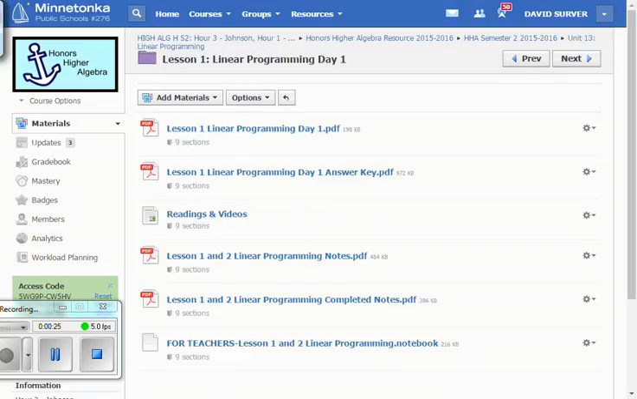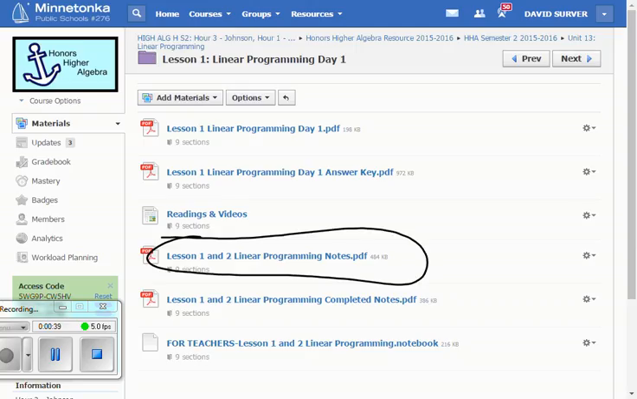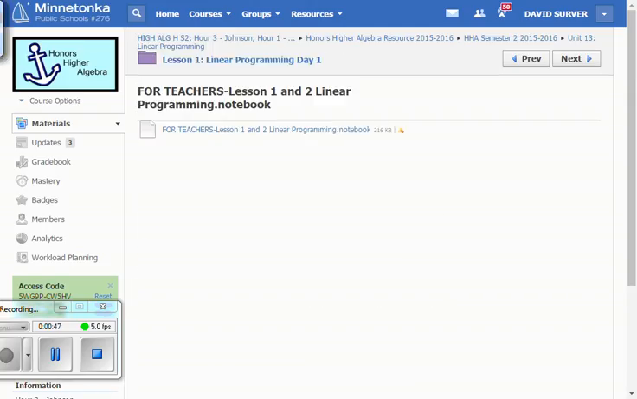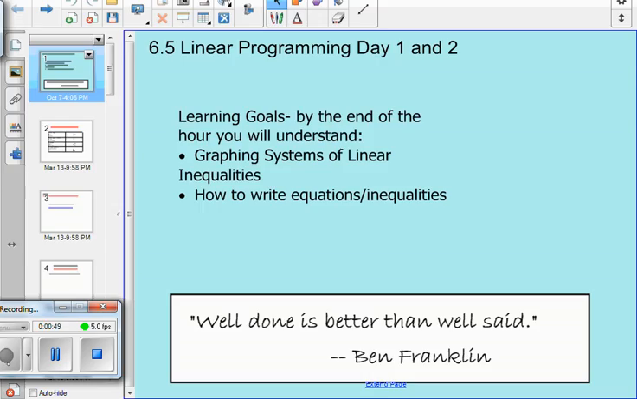And then within this, I'm going to be opening the one for the teacher called Dot Notebook. You're going to be opening up the top, the first one that says Notes, which is this one right here. So if you would open that one for Lesson 1 and 2, Linear Programming Notes, that would be awesome. I am going to open up the teacher version of that. And I'll pause for a second while I get that open.